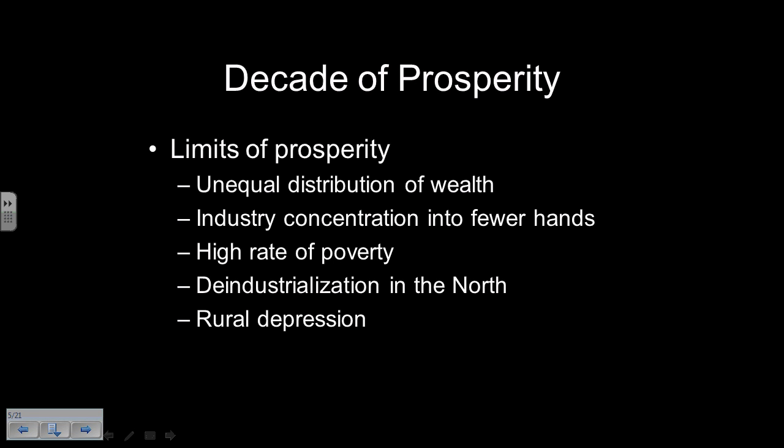Why was the economic distribution so unequal? Because there was no government regulation of capitalism. There was no real minimum wage. There was no social welfare network if you were out of work or sick. And in the North, where a lot of the industry had started, it was leaving the North because the cheaper jobs were in the South. So you had all those people unemployed in the North.